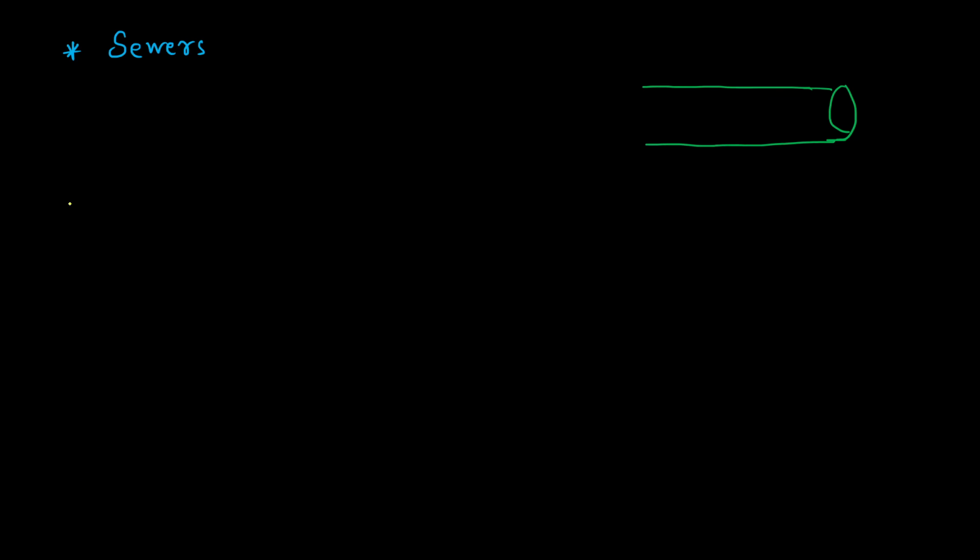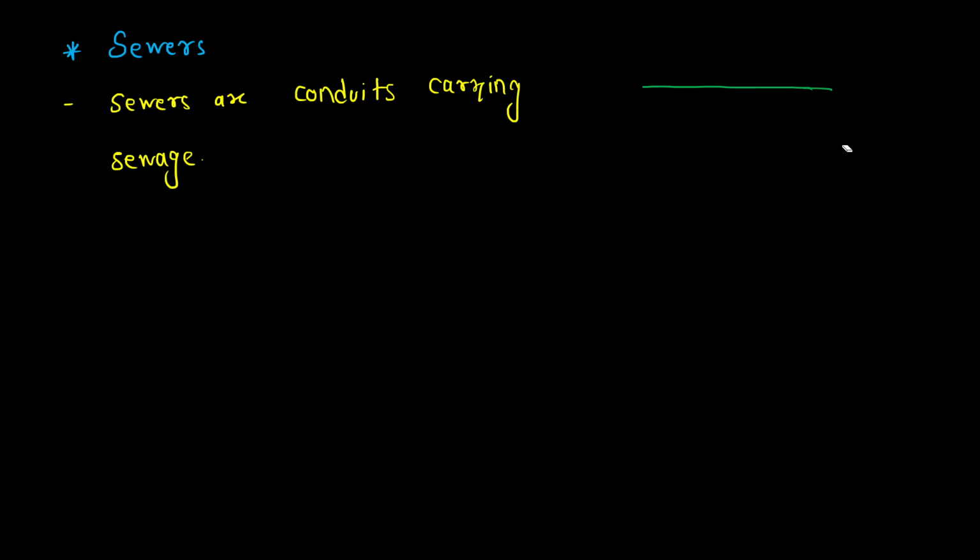So write down: sewers are conduits carrying sewage. And what are the types of conduits we have discussed? There is pressure conduit, and the second one you can name in the comment box. Now this is about sewers.